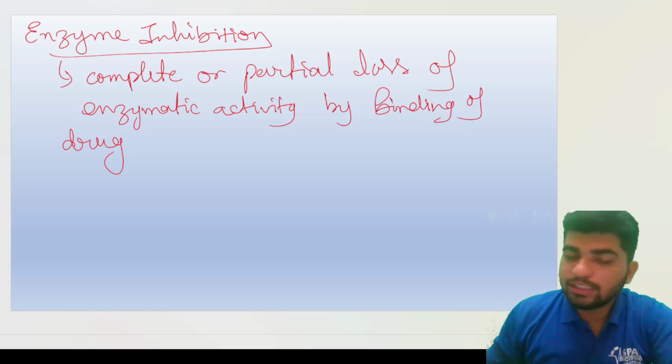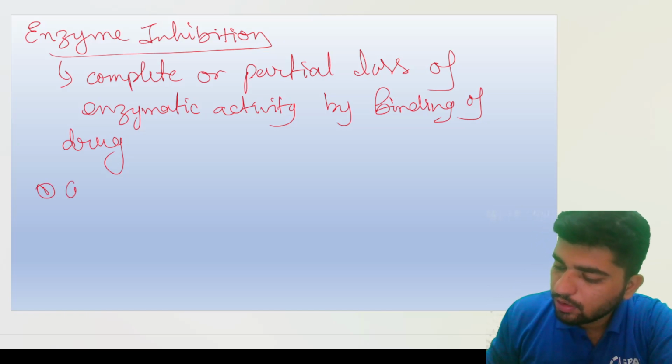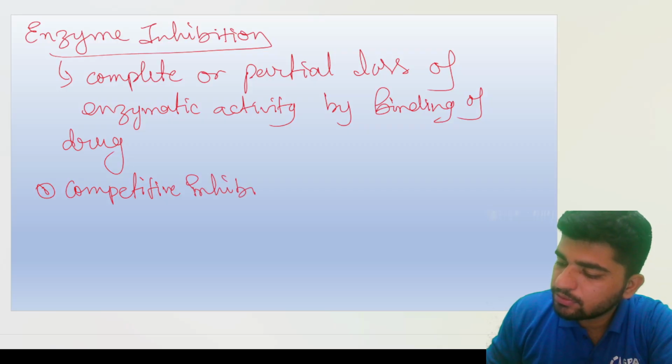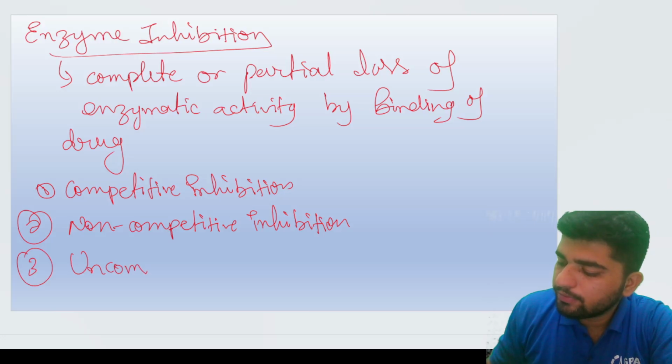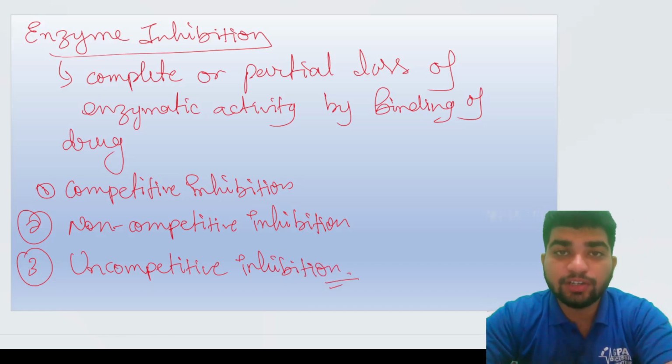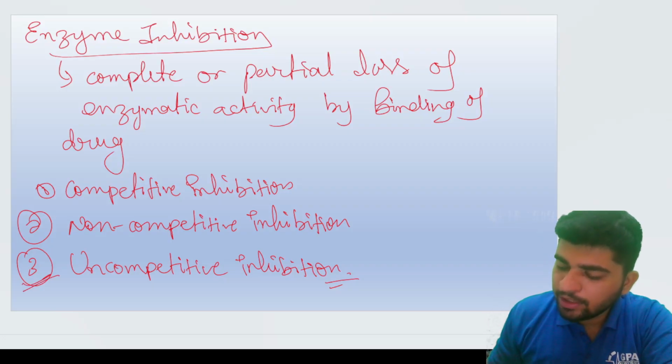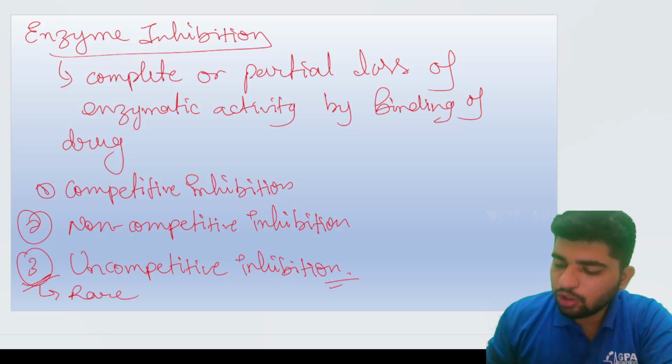There are three types of inhibition. First is competitive inhibition. Second is non-competitive inhibition. And third is uncompetitive inhibition. These are the three types of inhibition which generally take place, whereas uncompetitive is one of the rare ones. So let's talk about competitive inhibition.